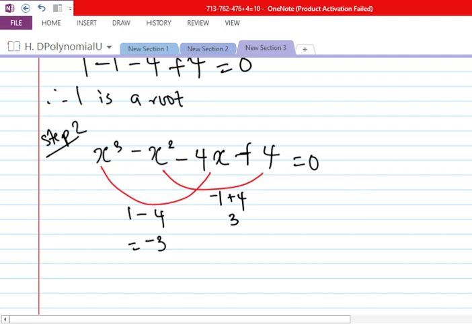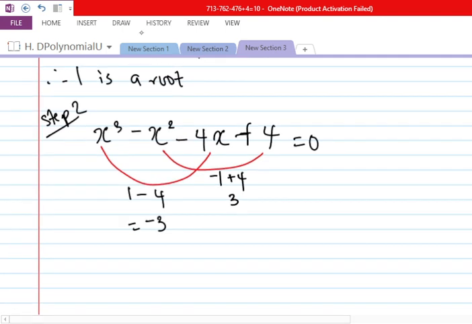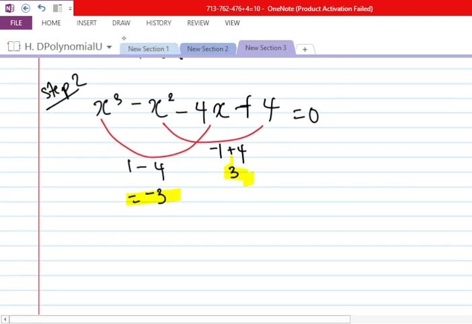Well, to know if minus 1 is a root, the numbers we get here, if they are the same, minus 1 is a root. But if they are not the same, minus 1 is not a root. And looking at it, are they the same? For me, they are actually not. Minus 3 and 3 are not the same. So therefore, minus 1 is not a root.